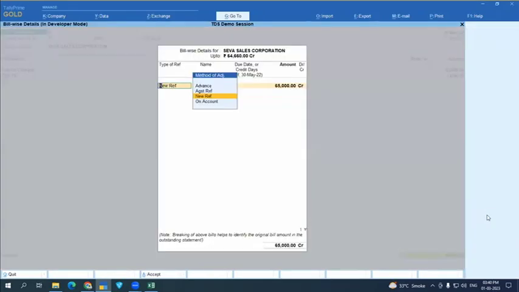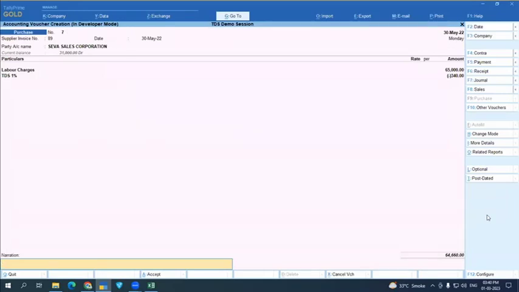So that's it. It is the only simple adjustment given by Tally, but the condition is that you have to mention that advance against the advance tab. You cannot say on account. You cannot say against reference. That is not advance.